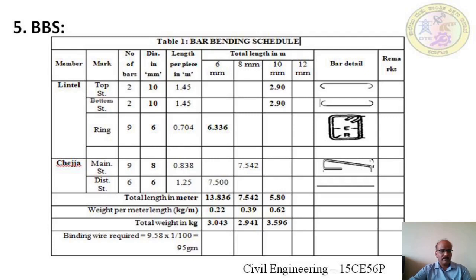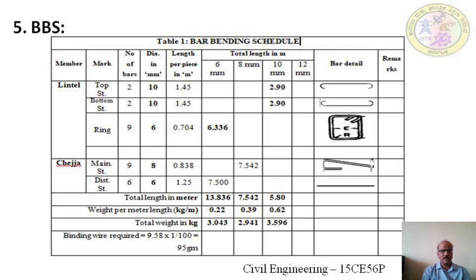Now the weight per meter length of the bar has to be calculated. The 6 mm diameter bar will weigh 0.22 kg per meter length, the 8 mm bar will weigh 0.39 kg per meter, and the 10 mm bar will weigh 0.62 kg per meter. That we calculate by multiplying the volume of each bar by the density of the bar. The density of the bar is taken as 7850 kg per meter cube, and the volume has to be calculated per meter length.